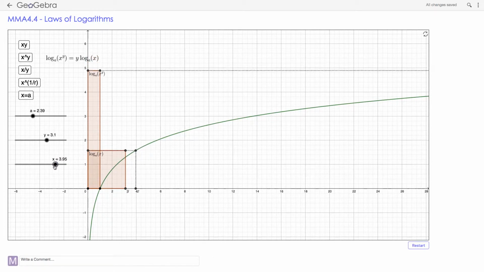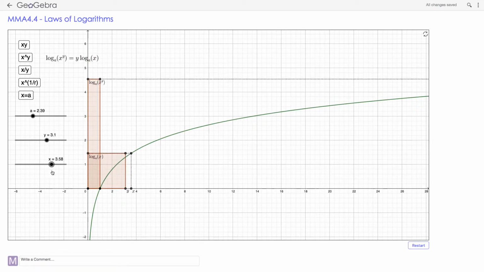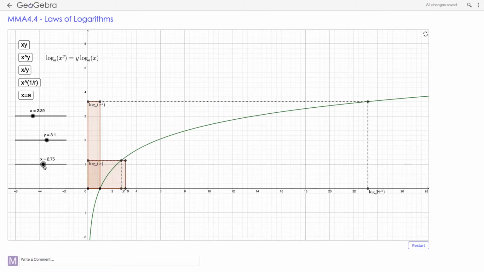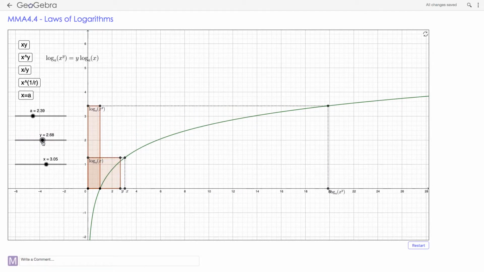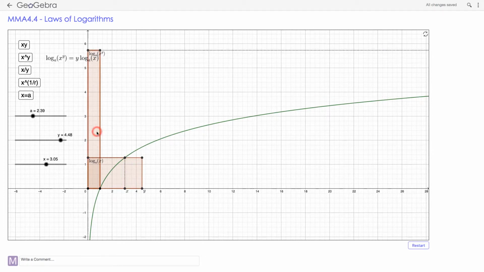And the claim now is that these two rectangles always have the same area. It's more obvious for some values than others maybe, but it's always true. These two areas always have the same value.